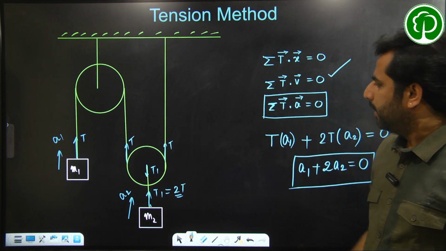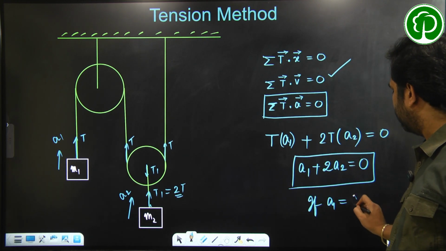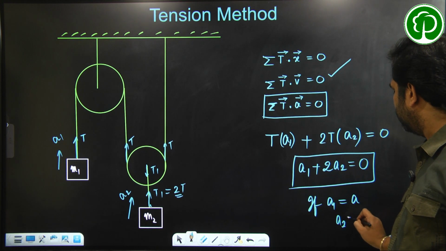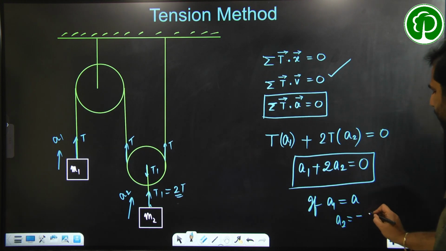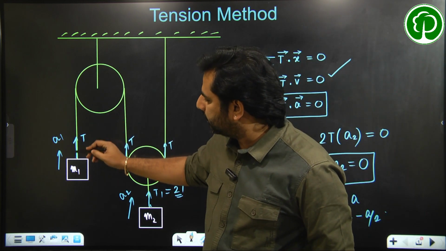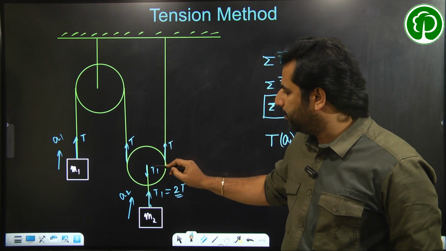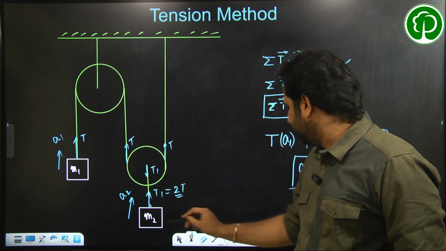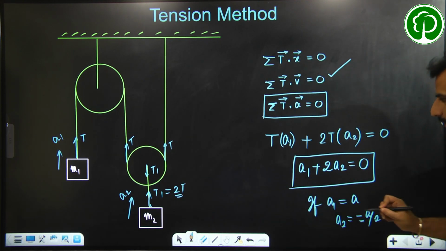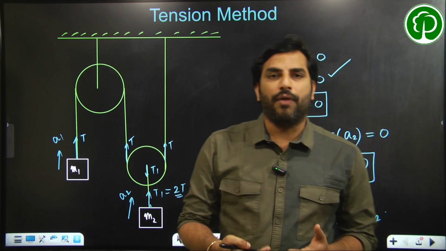If A1 is equal to A, then A2 is equal to minus A by 2. It means that if the acceleration of block M1 is A up, then the acceleration of M2 would be A by 2 down. So that is the meaning of this minus. This minus is conveying that information. And it is so obvious, right?